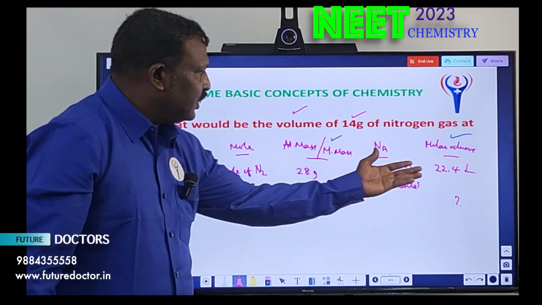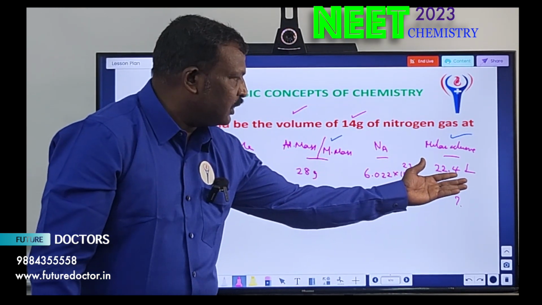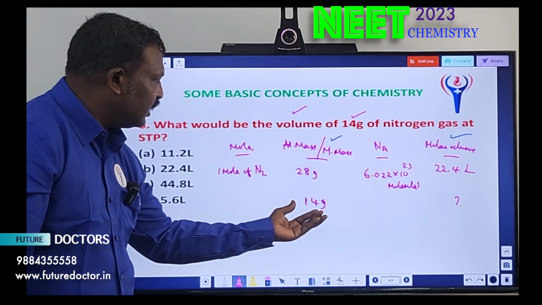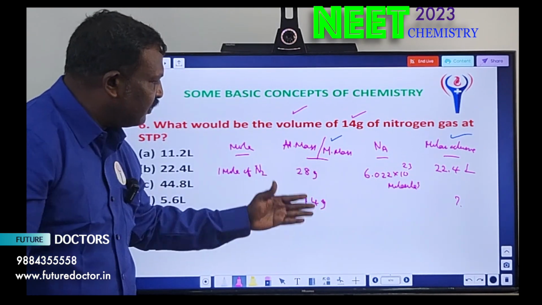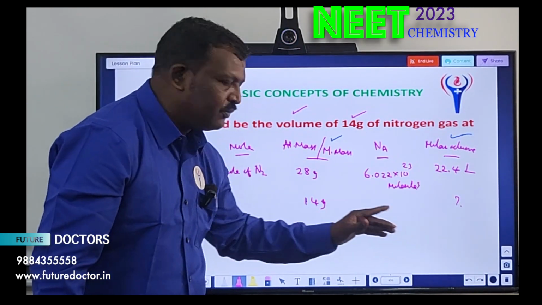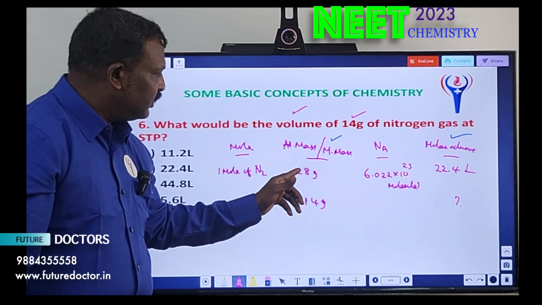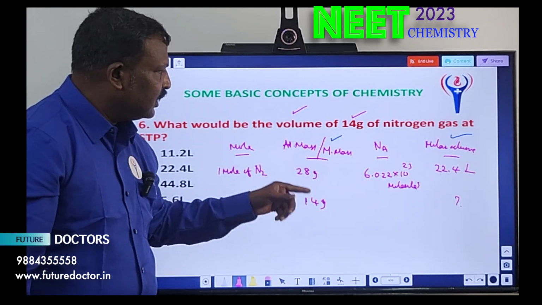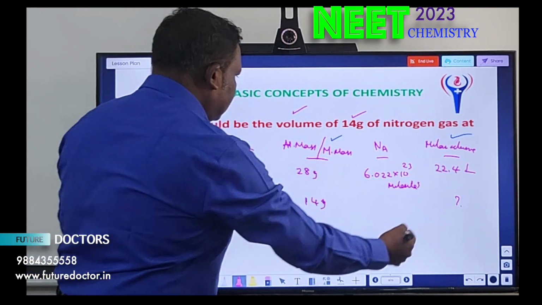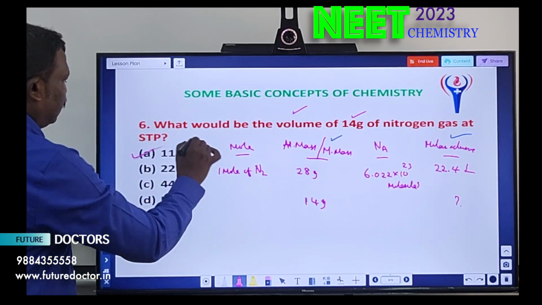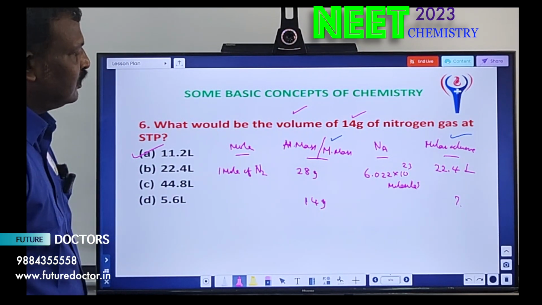It's just simple. 28 gram occupies 22.4 liters. Therefore, 14 gram occupies how much? 28 becomes half of this, so this also will be half. Actually, answer will be what? 11.2 liters. Are you following?